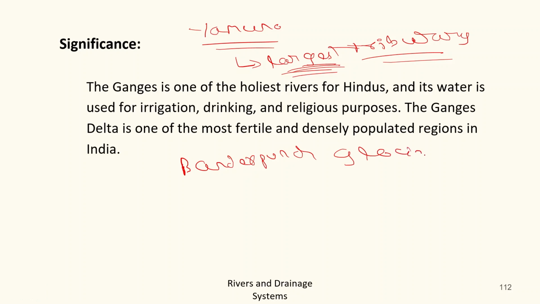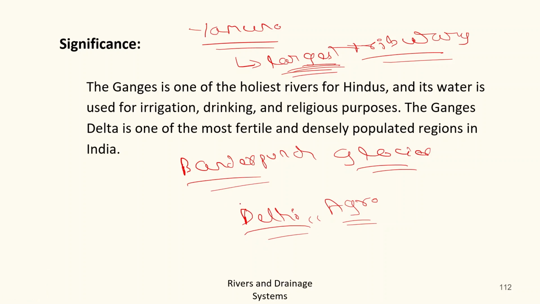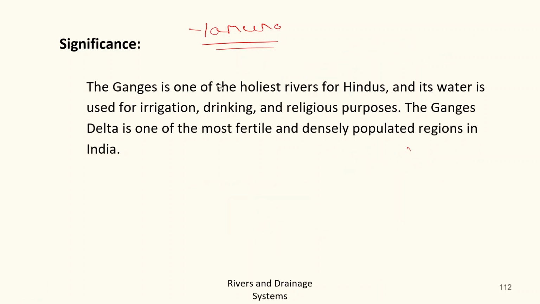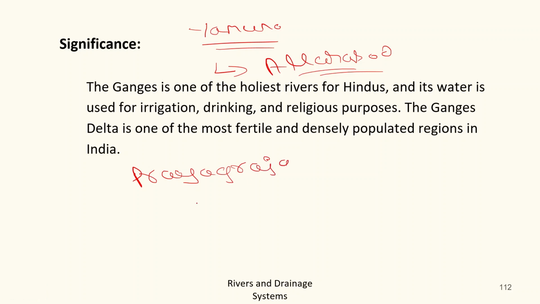It originates from Bandarpunch glacier. And the famous cities of Delhi, Agra also settled on the bank of Yamuna river. Okay. So it's basically originated from the Bandarpunch glacier and is the largest tributary of Ganga. Okay. It merged with Ganga at Allahabad, and now it is known as Prayagraj.